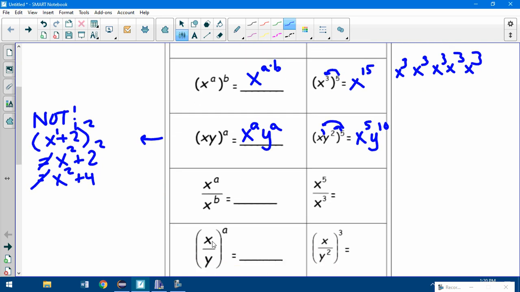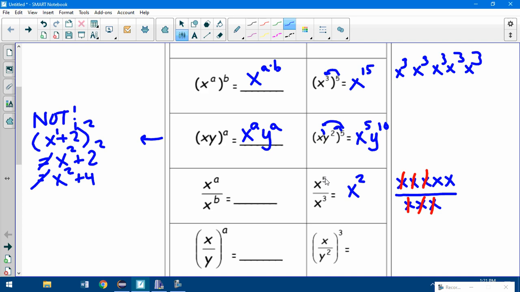That kind of brings us to these last two. Remember what you do with x to the a divided by x to the b? Well, I like to think about it as canceling. So I have 5 x's on top. I have 3 x's on the bottom. What could I really do with those? Well, we could cancel 1 x for 1 x, another x for another x, another x for another x. What am I left with? We've just got x squared left.